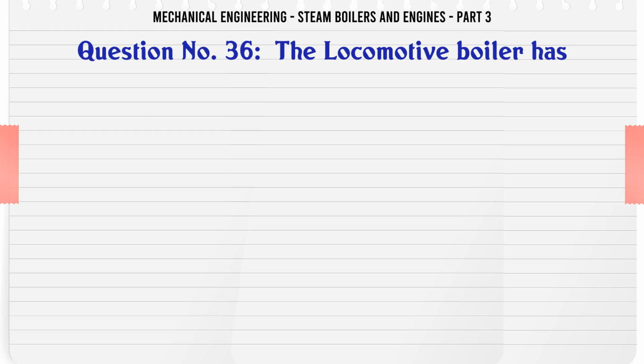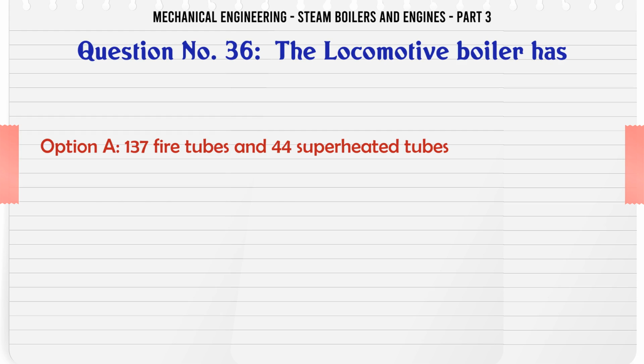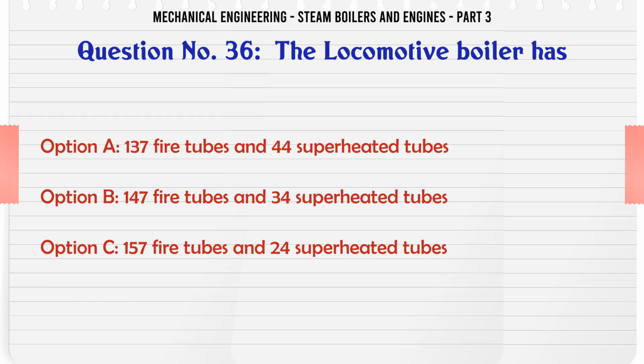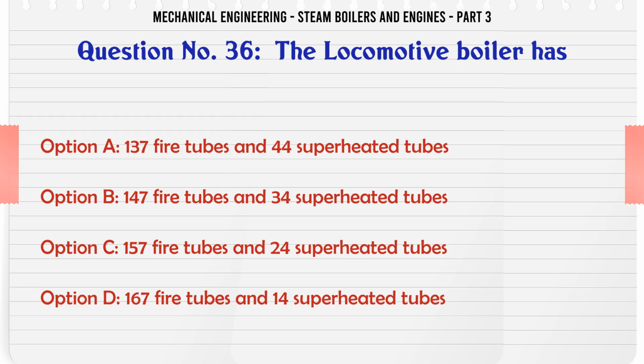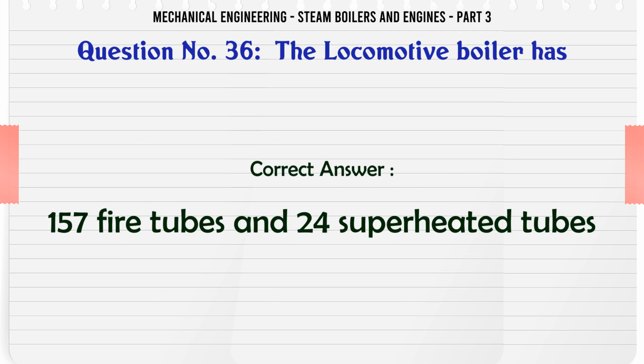The locomotive boiler has A. 137 fire tubes and 44 superheated tubes. B. 147 fire tubes and 34 superheated tubes. C. 157 fire tubes and 24 superheated tubes. D. 167 fire tubes and 14 superheated tubes. The correct answer is 157 fire tubes and 24 superheated tubes.